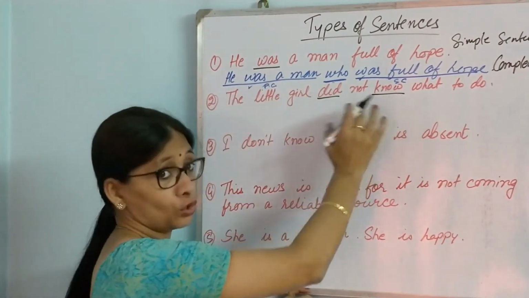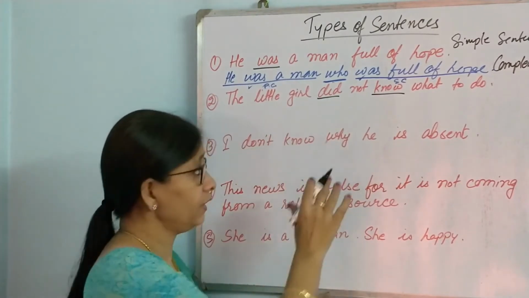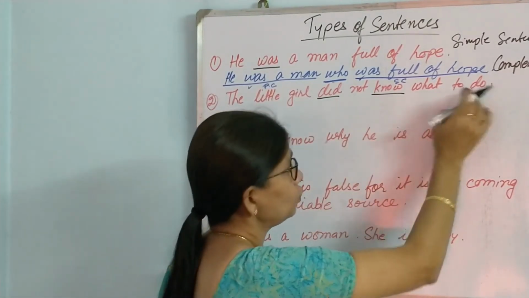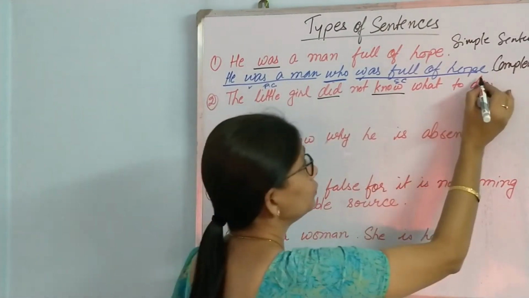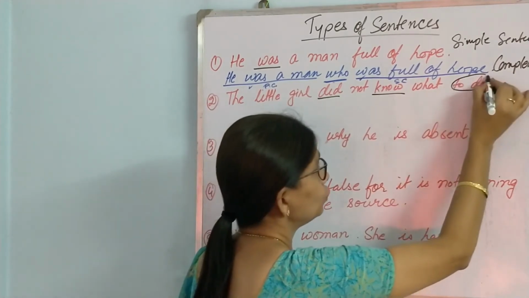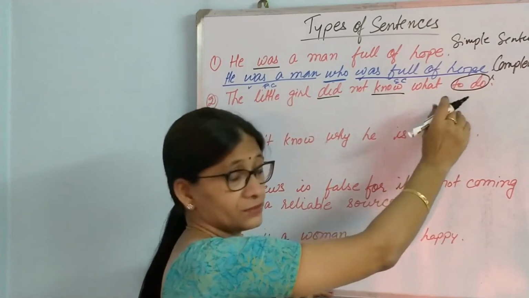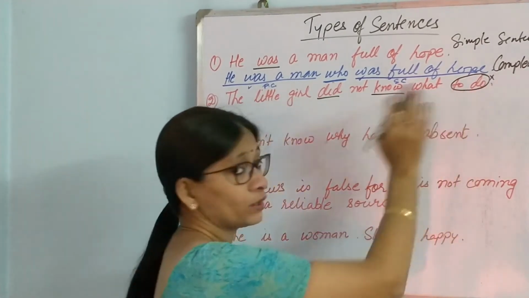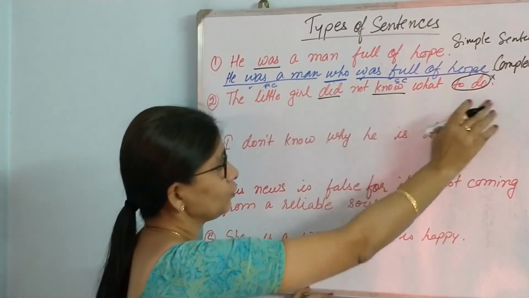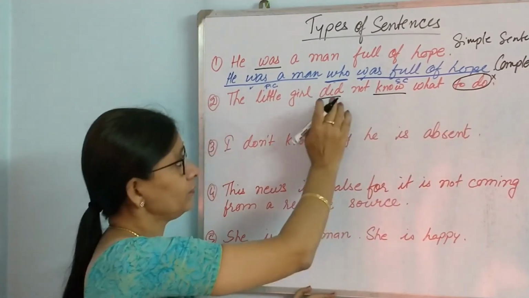The little girl did not know. Here one clause ends. Then the next part, what to do. Keep in mind, children, "to do" is not a verb. It is an infinitive, so we cannot take this. So that means it does not have any other verb. It has got just this verb.